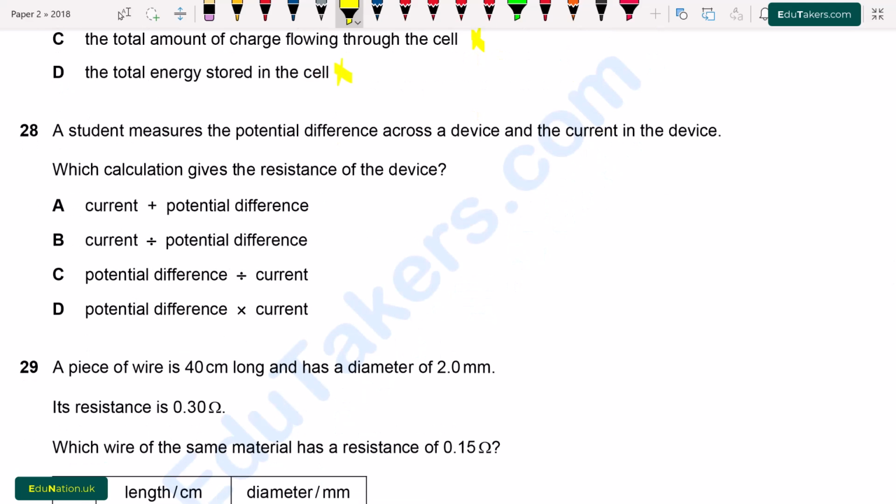Question number 28. A student measures the potential difference across a device and current in the device. Which calculation gives the resistance of the device? So there is potential difference and current, and we have to find out the resistance. According to Ohm's law, V is equal to IR. From here, V is the potential difference, I is the current, and R is resistance. So R will be equal to V over I. R is basically equal to potential difference divided by current.